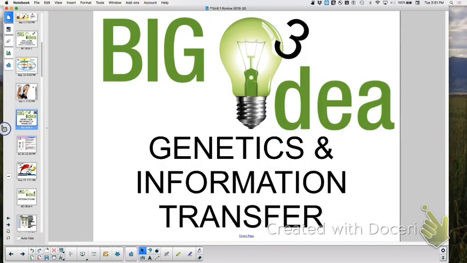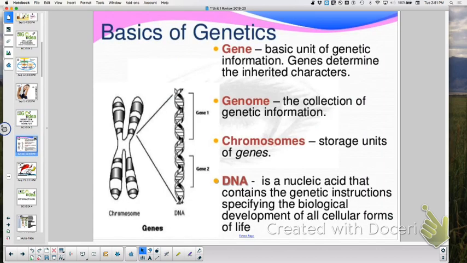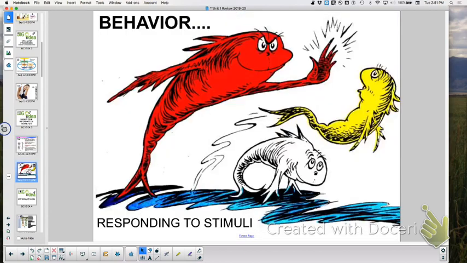Big idea 3, genetics, information transfer. We are working on that right now. Okay, but the big idea there is that your information is stored in your DNA. You take a copy of it, and that is what? mRNA. And then you use that mRNA in a workbench. What's the workbench? To build a protein. There you go. All right, and we'll talk about behavior as well. That's a form of responding to stimuli.